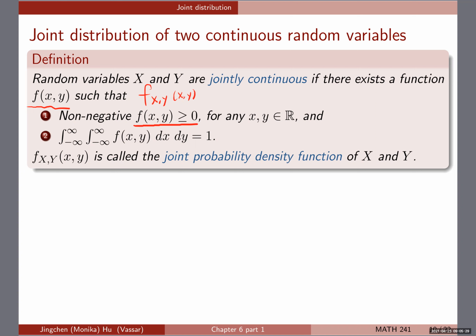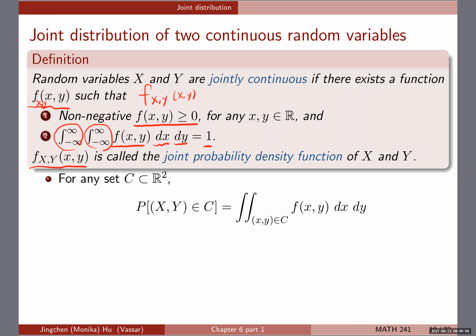And then also if you have a double integral of this joint PDF, integrating with respect to x, integrating with respect to y on the real line for both, if it equals 1, then f(x,y) is called, I should have added those two up here, the joint probability density function of X and Y. So two things.